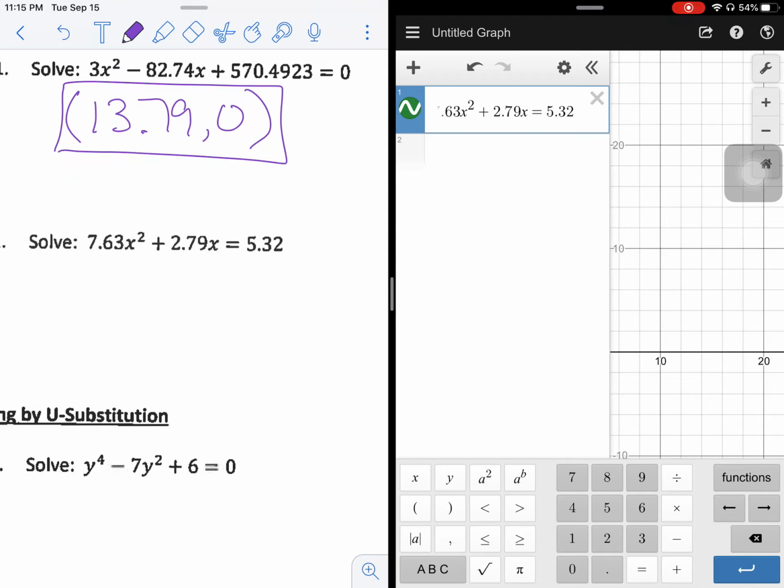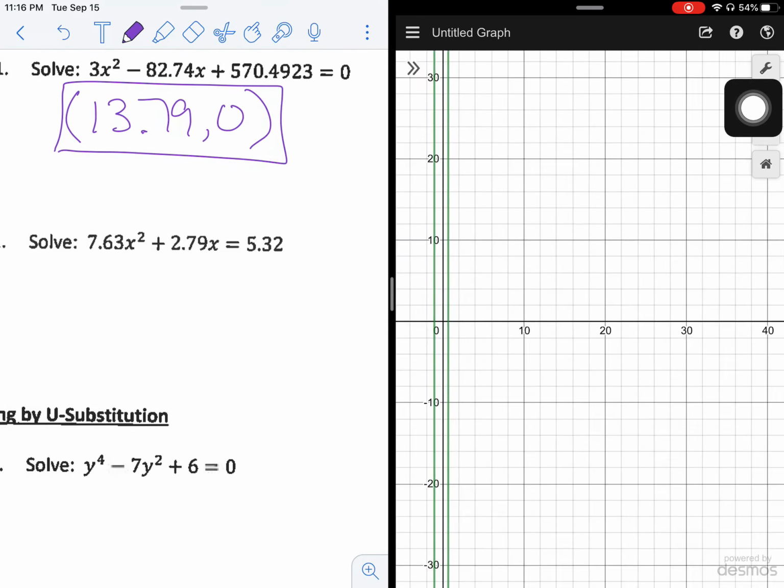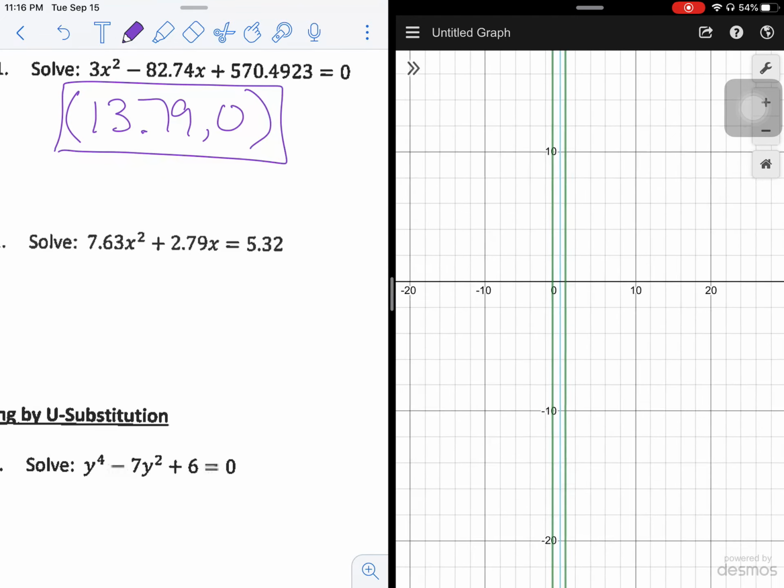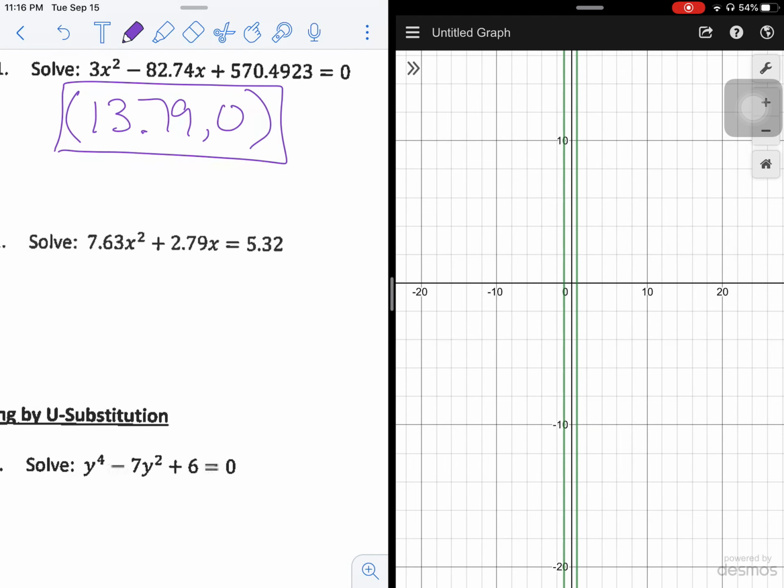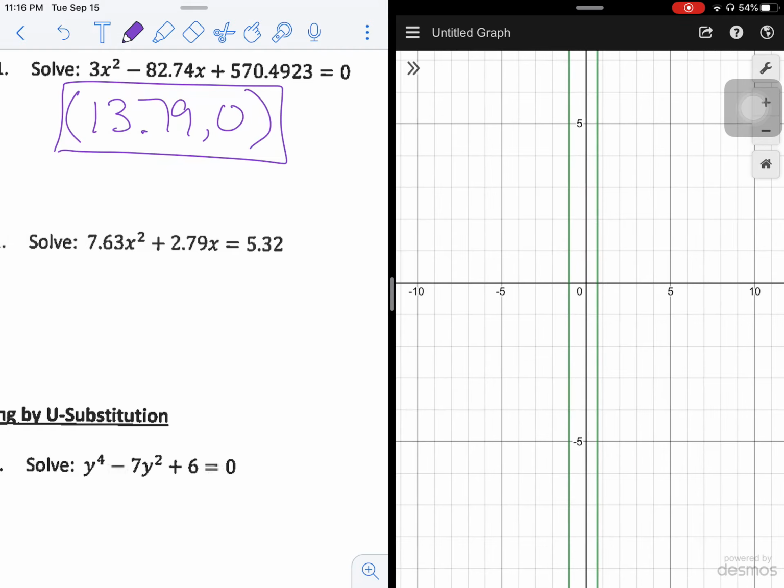Now I want to do the same thing that I did the first time, where clearly I need to double check my work because I have been known to make mistakes. You've just seen two of them. All right, 7.63x squared plus 2.79x equals 5.32. So I have the equation correctly written out. So I'm going to go ahead and hit the arrows back and see if, there's my equation. Technically, the equation was there. It's the graph that I'm looking at.